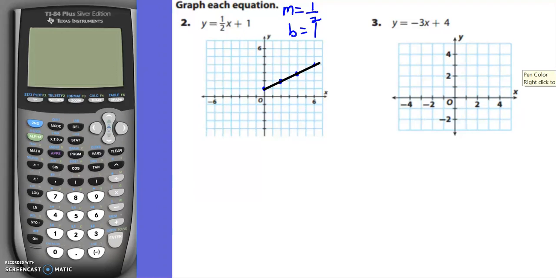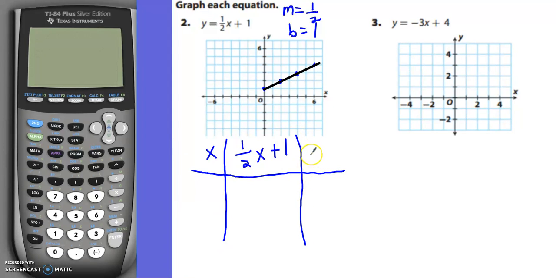That's one way you can do it. Also, you could do an input-output table where you had 1/2 x plus 1 and you could put in different numbers and so on. Okay, this is doing it graphically, and this is with substitution. You'll get the same answers. All right, so let's look at number 3.